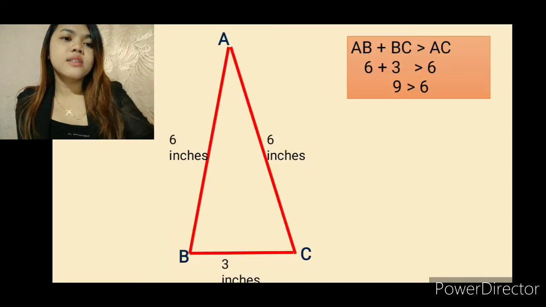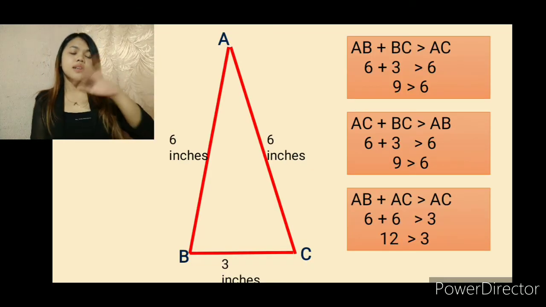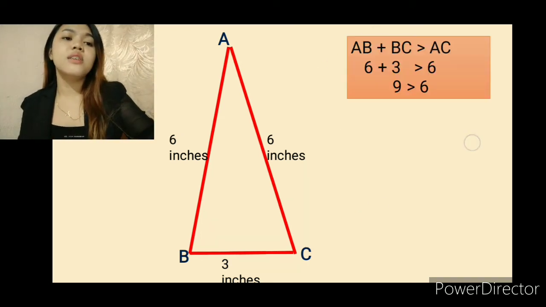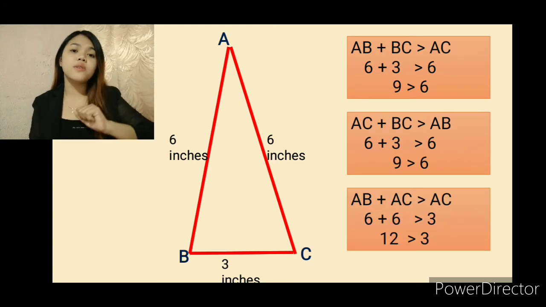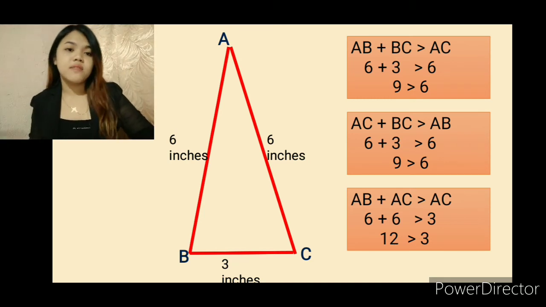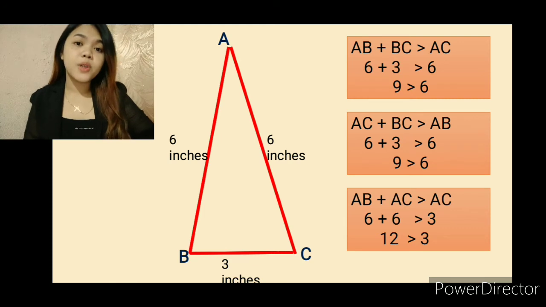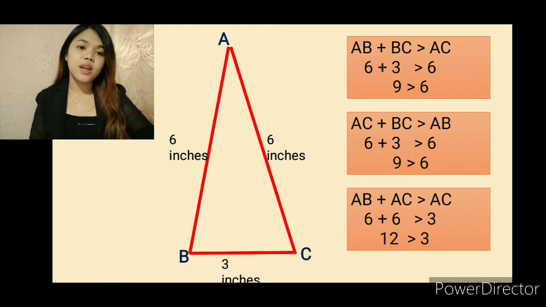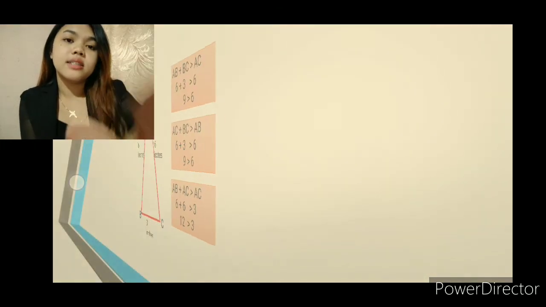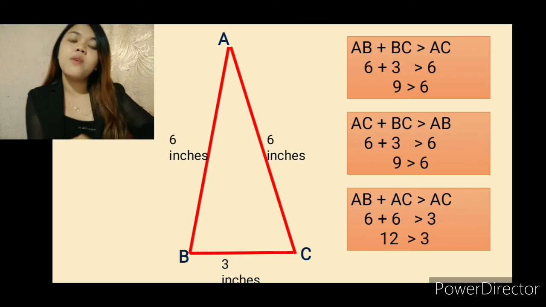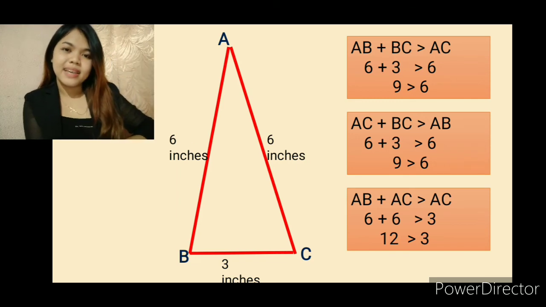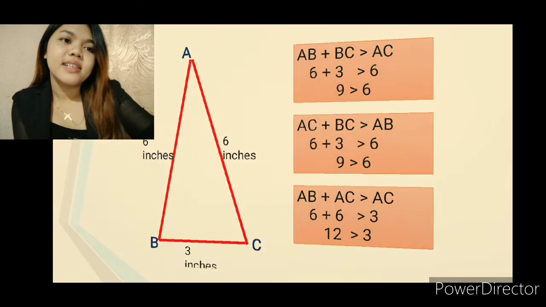So class, to check it directly, instead of checking all three, you can just go directly to the shortest sides, as we did in the previous activity. Just add the two shorter sides and compare the sum to the longest side. By doing that, you can identify if you can form a triangle of the given lengths or not. Is that clear? Okay.